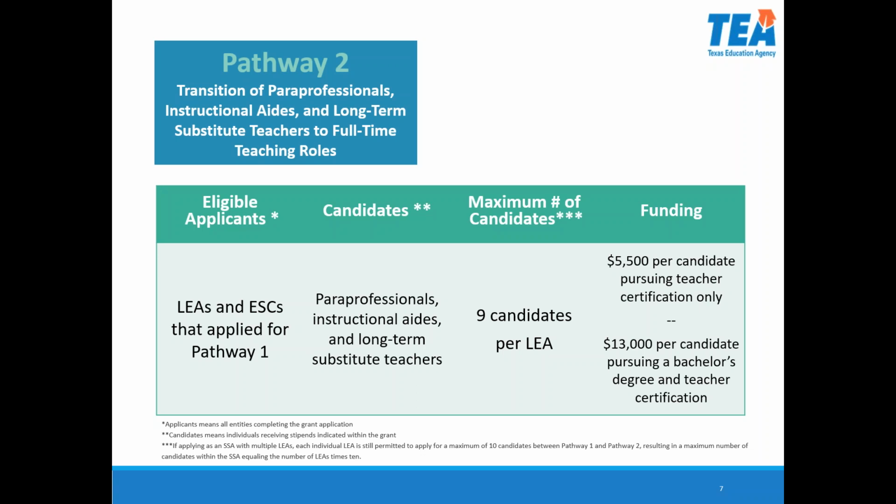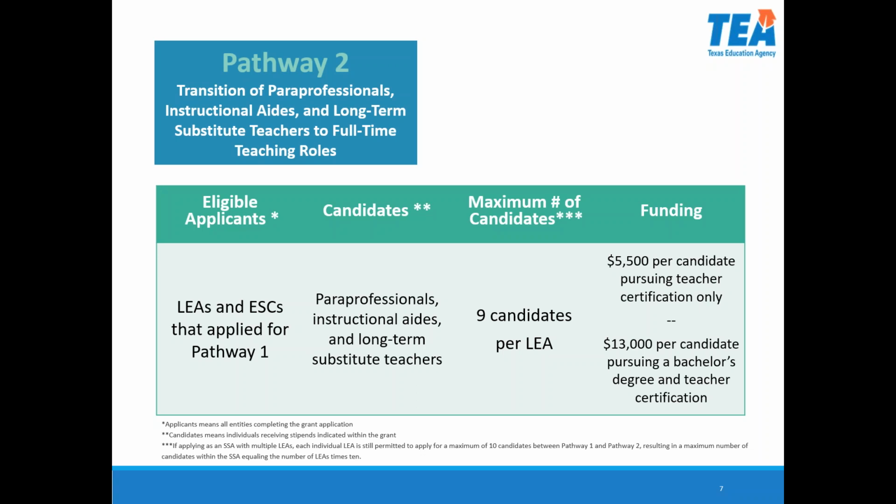To support the transition to full-time teaching roles, Pathway 2 offers up to $12,000 to cover the cost of completing a bachelor's degree and teaching certification, with an additional $1,000 dedicated to administrative costs, or up to $5,000 per participant to cover the cost of earning a teacher certification only, with an additional $500 to cover administrative costs. The maximum number of participants for Pathway 2 is 9 participants per LEA, since it must be implemented in conjunction with Pathway 1.